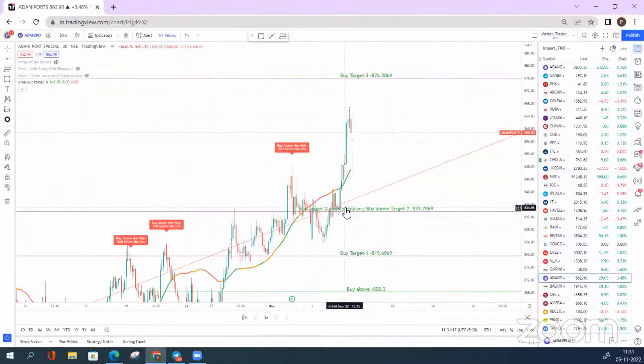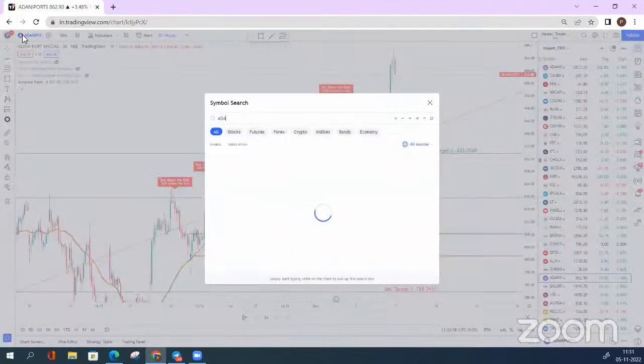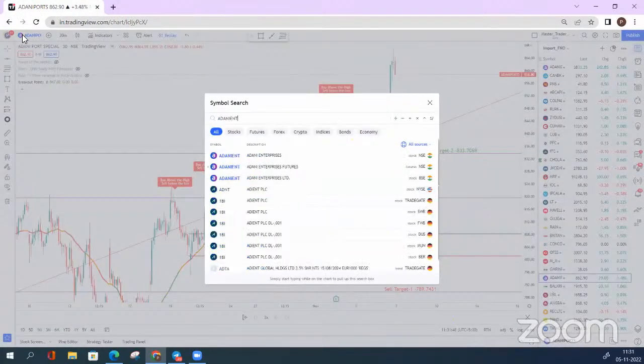After crossing this level, it was sustaining somewhere here, but it moved drastically towards the third target. So we may see a third target tomorrow or on Monday. Okay, it's so powerful. The way you are making your trade, that's how it tells you where to take a trade.